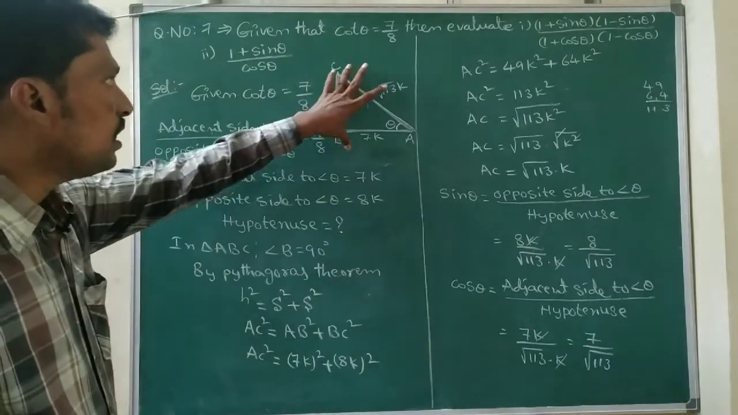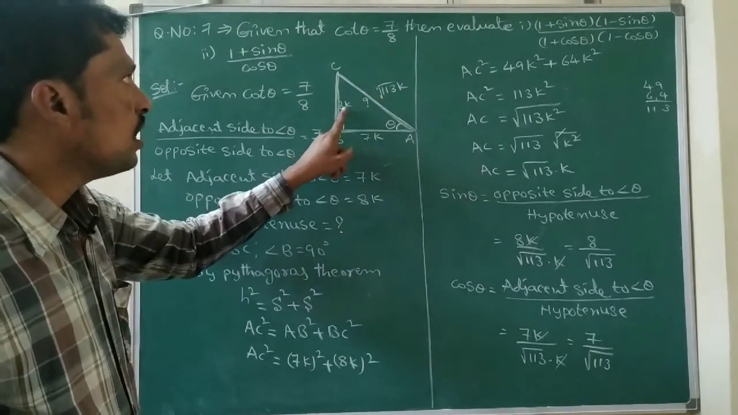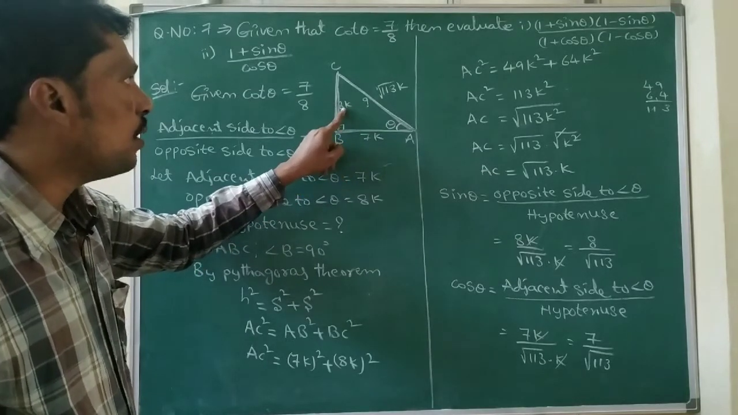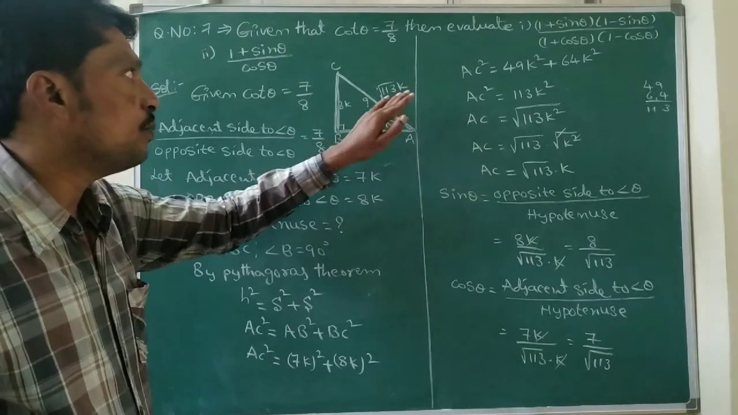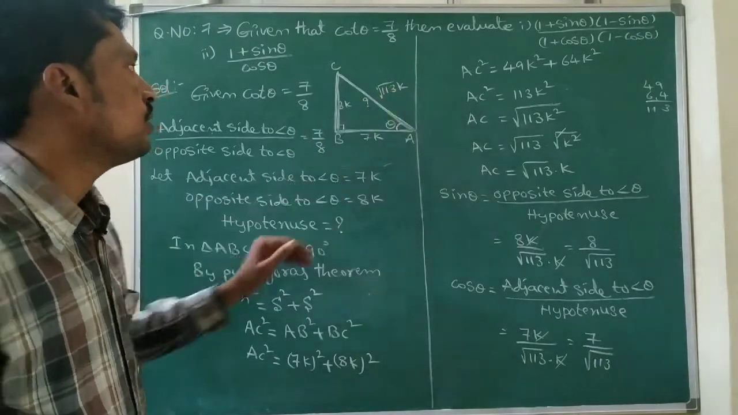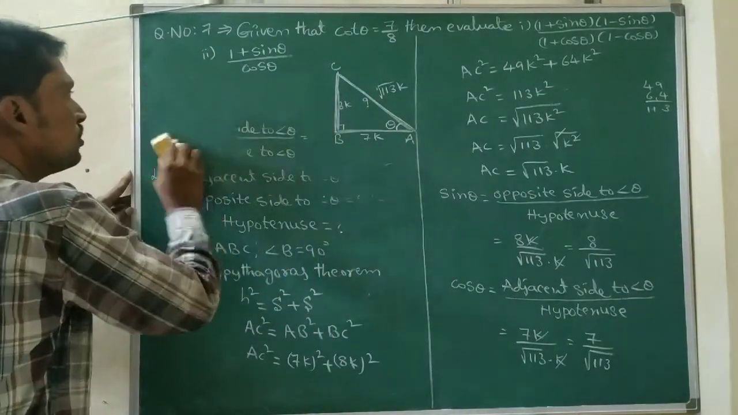So here three measurements we got. Hypotenuse we got it. Adjacent we already know, adjacent is 7k. Opposite is 8k. And hypotenuse is under root 113 into k. So just I will combine. I will take the first question.